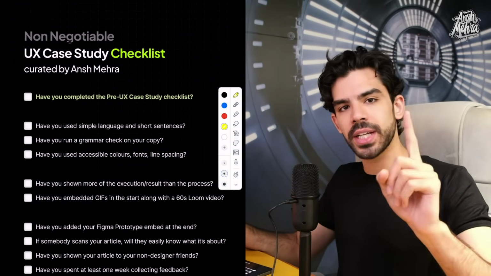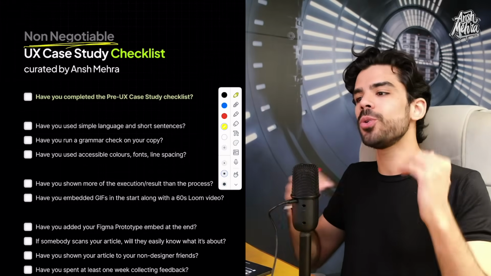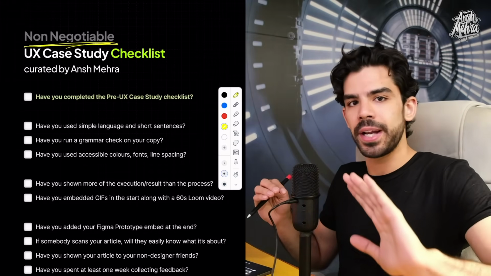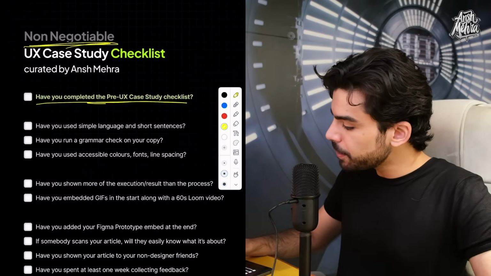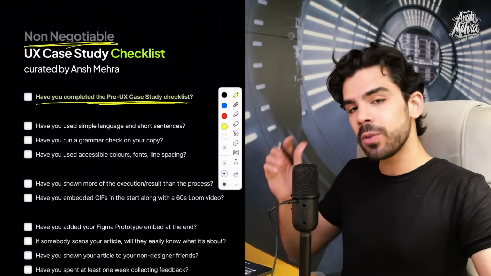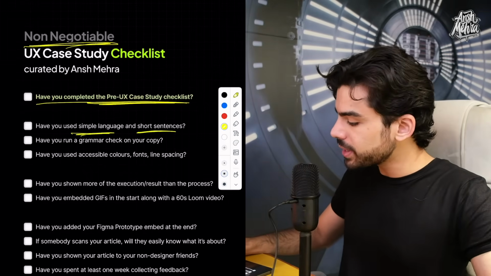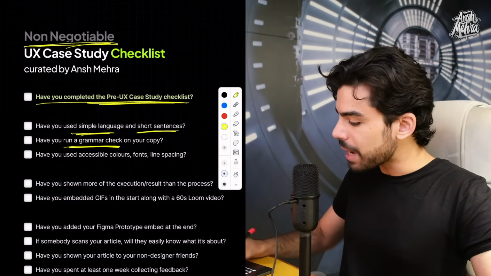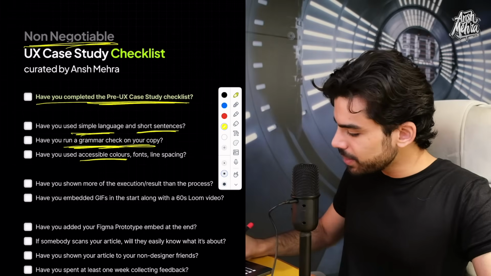So I gave you one checklist in episode number 1. In episode number 2, this is a checklist once you have understood everything that I explained in the previous 20-25 minutes. First, have you completed the pre-UX case study checklist? Then, once you've finished your case study, have you used simple language and short sentences? Have you run a grammar check on your copy? Copy means all the text. Have you used accessible colors?